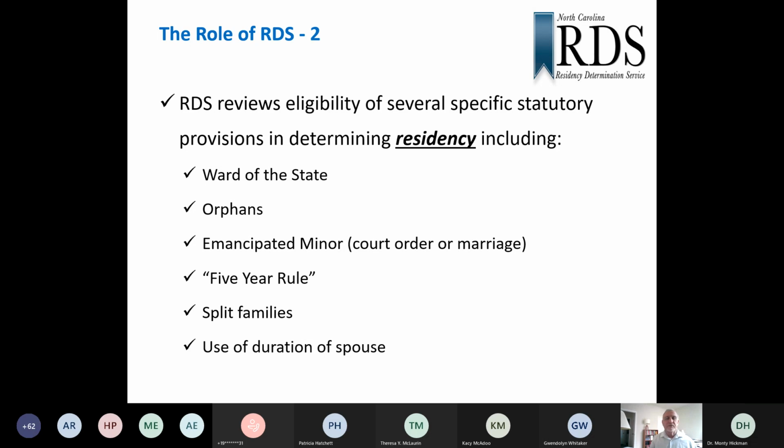So RDS also reviews, there's a lot of provisions, if you look at the guidebook, about special situations pertaining to residency. And again, because it's not a tuition exception, we look at that. Are they a ward of the state? Have they been orphaned? For all of these things, there are special provisions. If the student indicates or gives us information that they're not meeting criteria, RDS tries to screen for this if they give us enough information. What happens, like if one parent lives in one state and one in the other, split families. So RDS will screen for all those because that's part of the residency determination. Okay. So RDS will handle those types of issues as well.